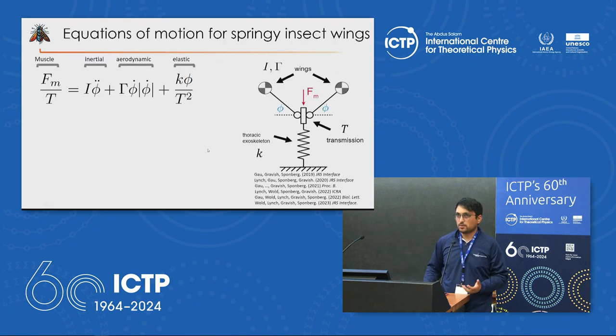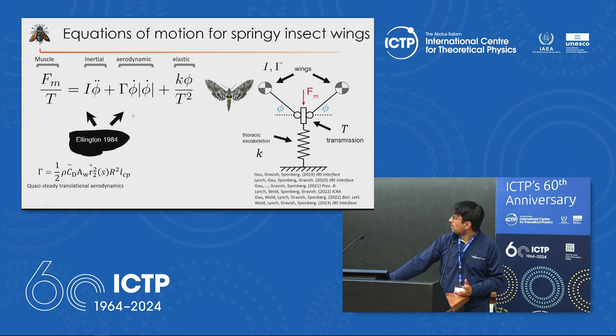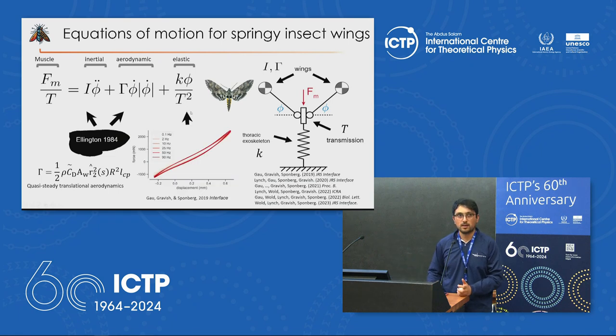So what we set out to do was, in a model insect, the hawk moth Manduca sexta, parameterize what we call a spring wing model of a flapping insect to try and understand if it's at its resonant frequency or not. This model is parameterized by the muscle forcing here, an inertial component parameterized by the wing inertia, a simplified model of aerodynamics, which is essentially just a velocity squared aerodynamic force parameterized by wing shape and drag coefficient and things like that, and then the elastic component due to deformations of the thorax, and we can actually measure that by deforming insect thorax ex vivo.